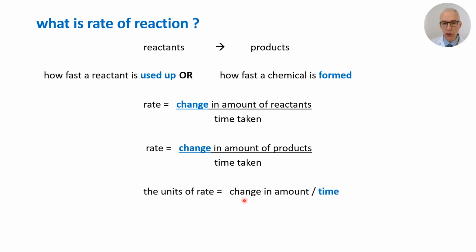The units of rate, of course, will be the change in amount, whether it be a change in the amount of reactant or the amount of product, divided by a unit of time. It's very important, rate will always have units which include a unit of time. For instance, grams per second or centimeters cubed per minute. And of course, chemically, it may be more correct to turn those into numbers of moles, so moles per second.